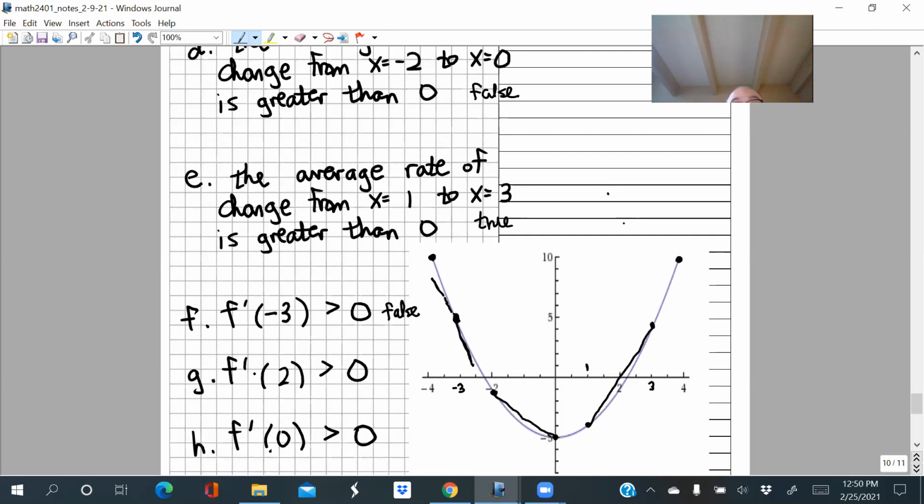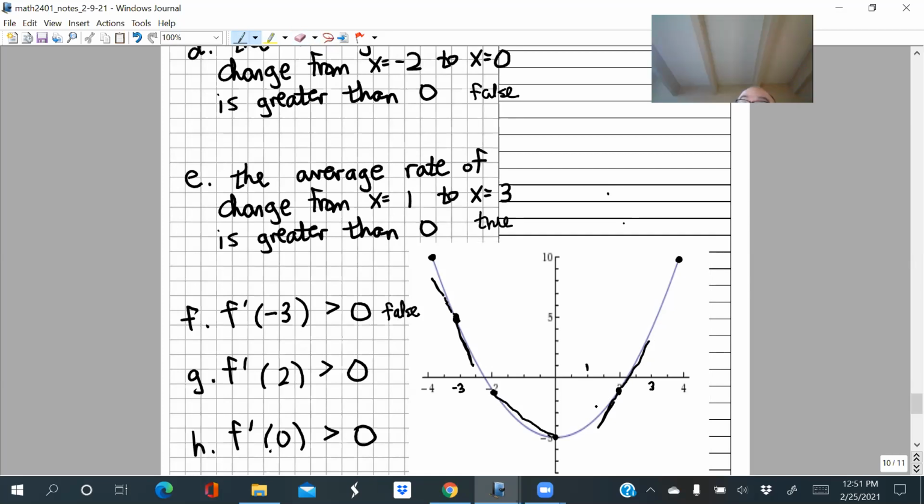So what about this? F prime of 2. Is that positive or is that negative? Let me erase this secant line. There's 2. So there's the point on the graph where x equals 2. So is the instantaneous rate of change going to be positive or negative there? The tangent line is going to be on the outside, so it's positive. That's right. The tangent line is going to look something like this. And that has positive slope.